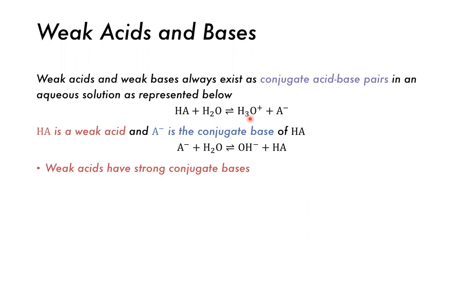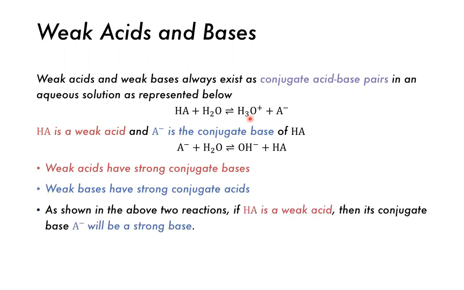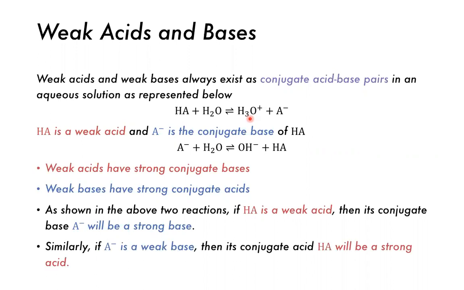So weak acids have strong conjugate bases. That's something important you should hold on to and remember. Weak bases have strong conjugate acids. The idea that they have strong conjugate bases and acids is what holds them back from actually dissociating properly. And as shown in the above two reactions, if HA is a weak acid, then its conjugate base, A minus, will be a strong base. Similarly, if A minus is a weak base, then its conjugate acid, HA, will be a strong acid.